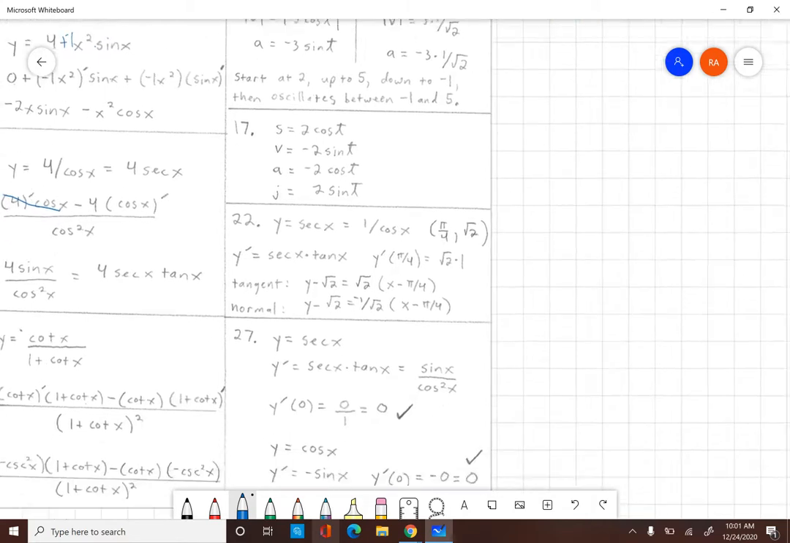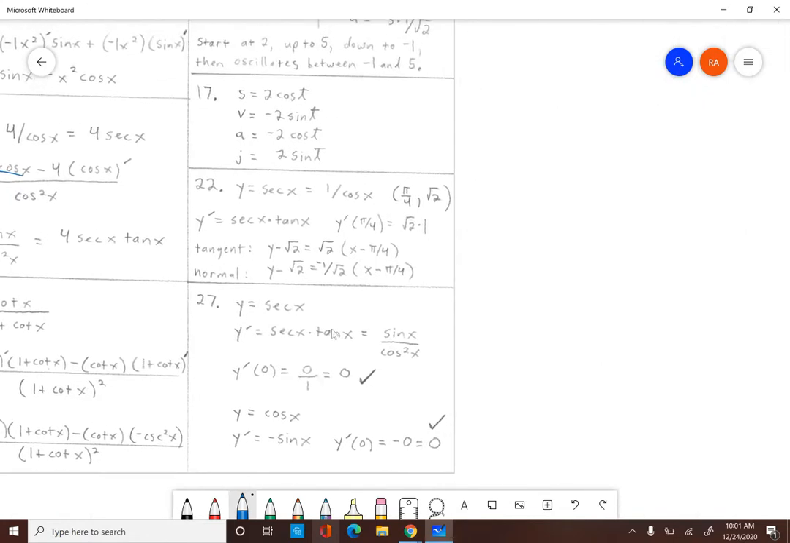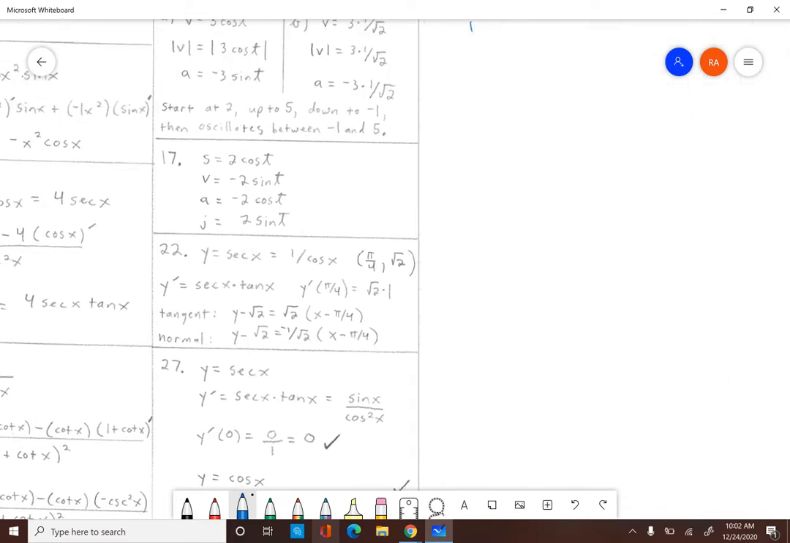Okay, for 27, this is where we wanted to see that the secant and the cosine both have horizontal tangent lines at x equals 0. In order to see that, I'm going to take the derivative of secant, and that's secant of x times tangent of x. Sometimes it's hard for me to see what the secant of 0 and tangent of 0 are if you're forgetting that. So again, secant is 1 over cosine, and tangent is sine over cosine, like we did up here.